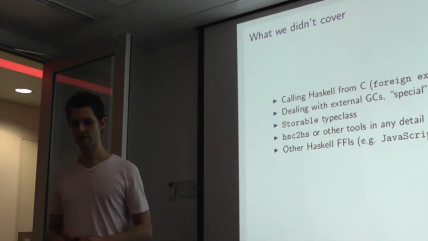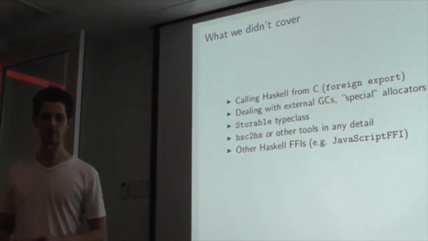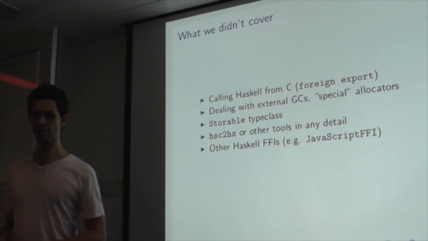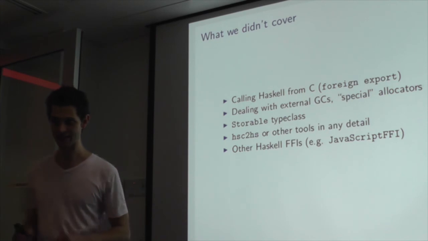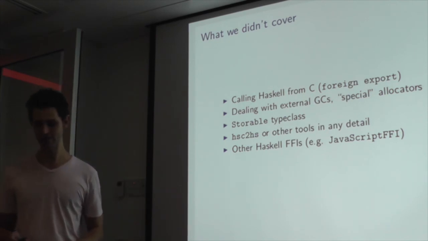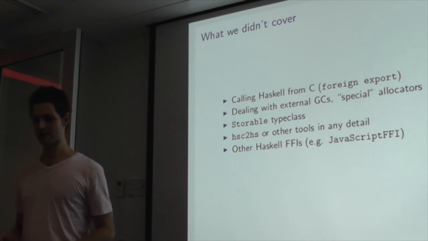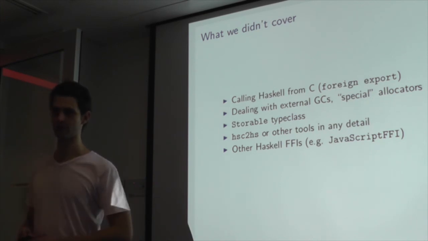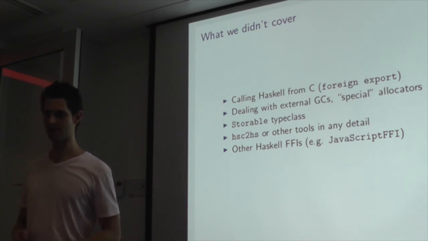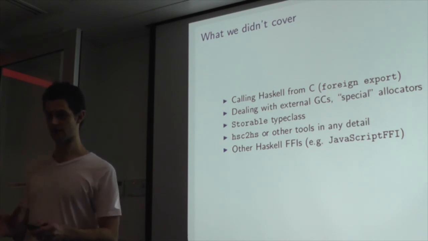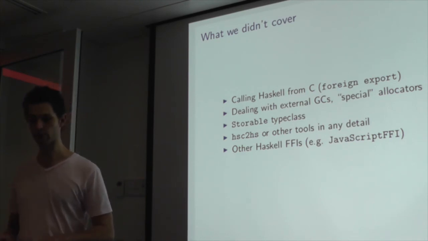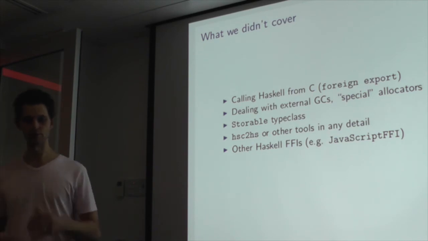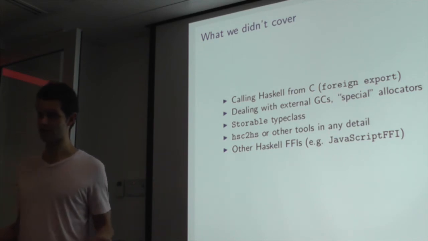We didn't cover how to call Haskell from C, so foreign exports. We haven't covered how to deal with external garbage collectors and special allocators, and I have war stories, ask me at the pub. We didn't have much of a look at the Storable type class. Certainly we didn't look at how to implement the functions for marshalling to and from memory regions. And we didn't have an in-depth look at HSC2HS or these other tools that I mentioned. And we didn't look at any other FFIs.